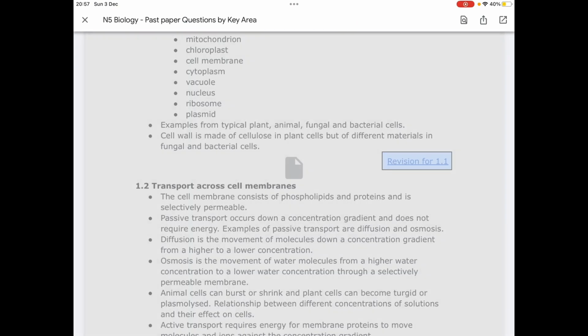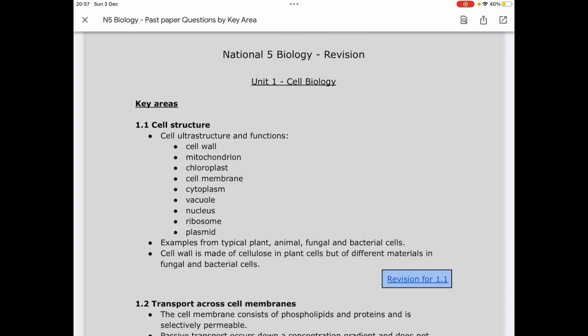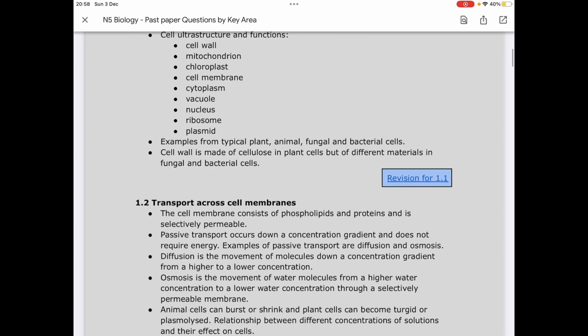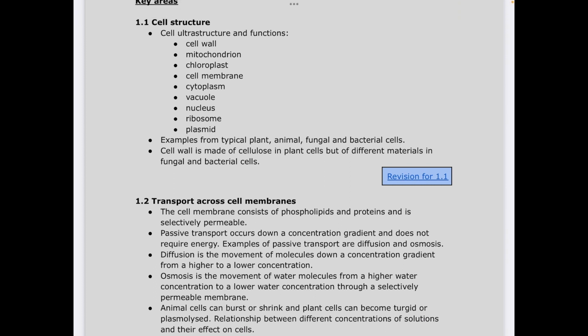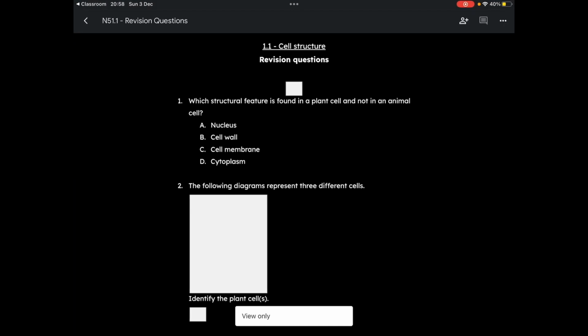And there's a number of things I like about this. First of all, it lays out the topics. So you're now at the stage where you're ready to really test yourself at exam level. Here's, for example, cell ultrastructure. Each section, it gives you a little reminder of what's in that topic. You'll then click on revision for 1.1 once you've had a wee read over that, reminded yourself what's in it.